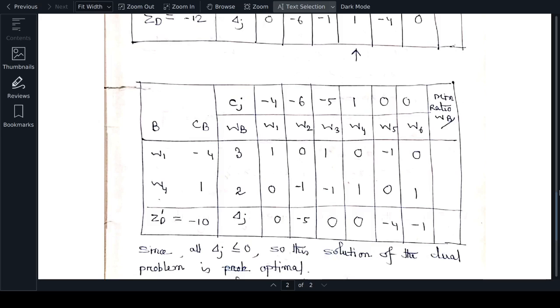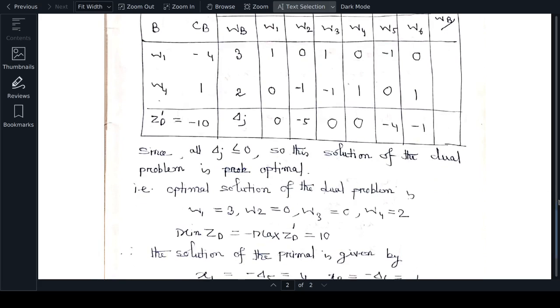So next, we find delta J and Z_D dash. Z_D dash is -10. Since all delta J are less than or equal to 0, this solution of the dual problem is optimal. That is, the optimal solution of the dual problem is W1 equal to 3, W2 is absent so 0, W3 is 0, W4 is 2. And how to write min Z_D? Min Z_D equals minus Z_D dash. So minus minus plus, so 10.